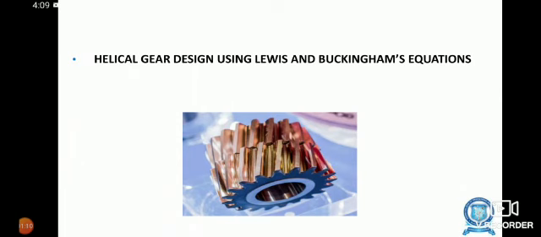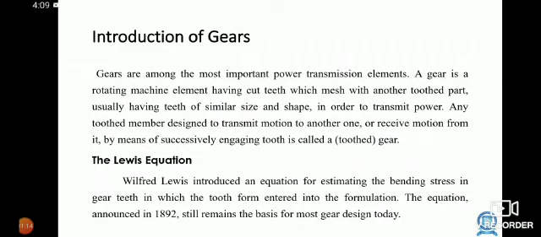Helical gear design using Lewis and Buckingham equation. Introduction of gears. Gears are among the most important power transmission elements. A gear is a rotating machine element having cut teeth which mesh with another toothed part, usually having teeth of similar size and shape, in order to transmit power. Any toothed member designed to transmit motion to another one or receive motion from it by means of successively engaging teeth is called a gear. The Lewis equation.